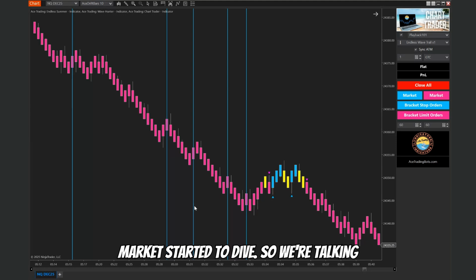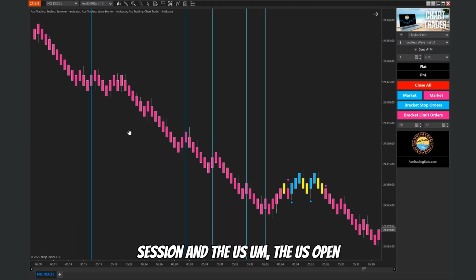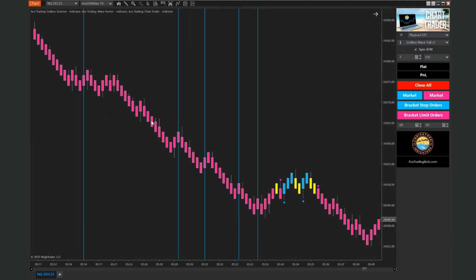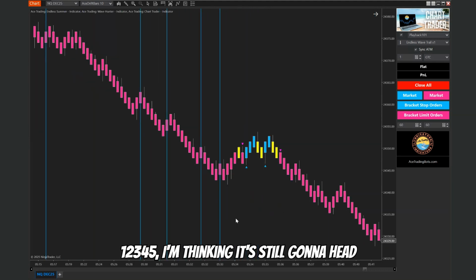This is where market started to dive. So we're talking about that in between time, London session and the US Open session. None of these are buy signals. None of those. Look at that. Would I have got that straight out of 1, 2, 3, 4, 5? I'm thinking it's still going to head down.